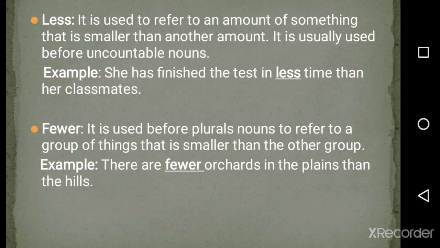It is not orchard, it is orchard, right? The pronunciation is orchard.